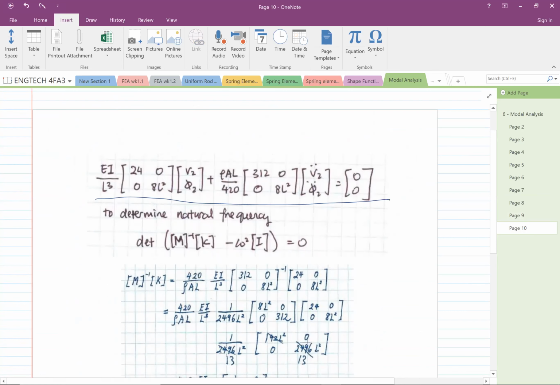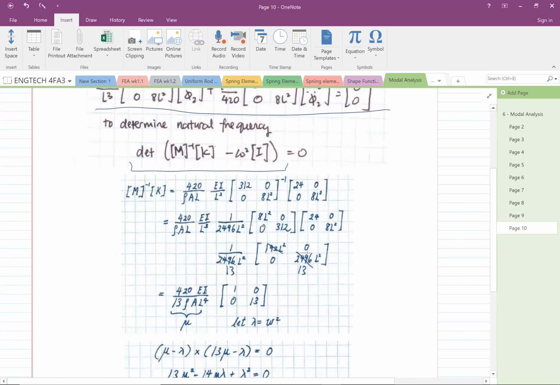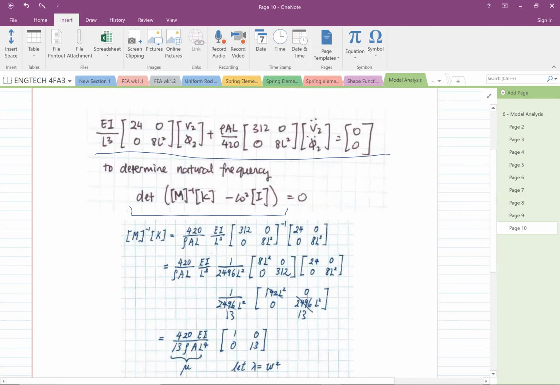So we determine the natural frequency by the determinant equation. Same as what we had. We need to take the inverse of the mass matrix. So the inverse of the mass matrix is right here. Oh, sorry, this part, and inverse. No inverse. The regular stiffness matrix is right here. That's a regular stiffness matrix. I take the inverse of that thing based on the inverse equation.